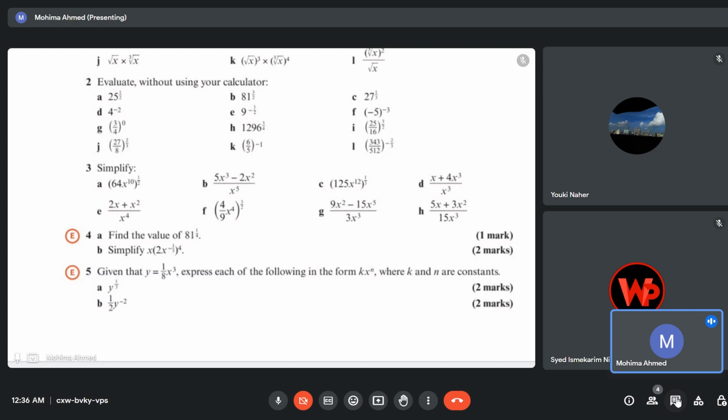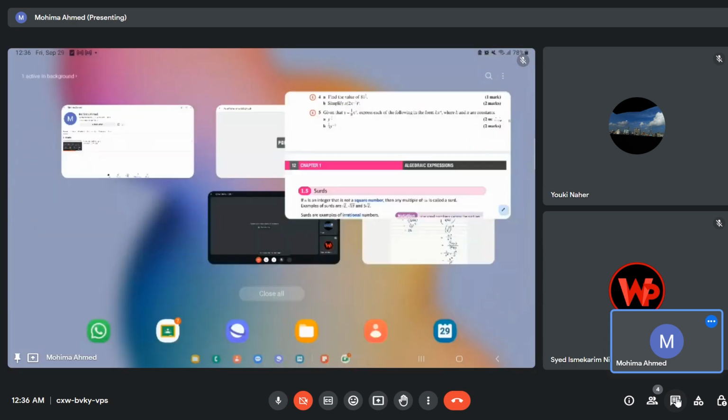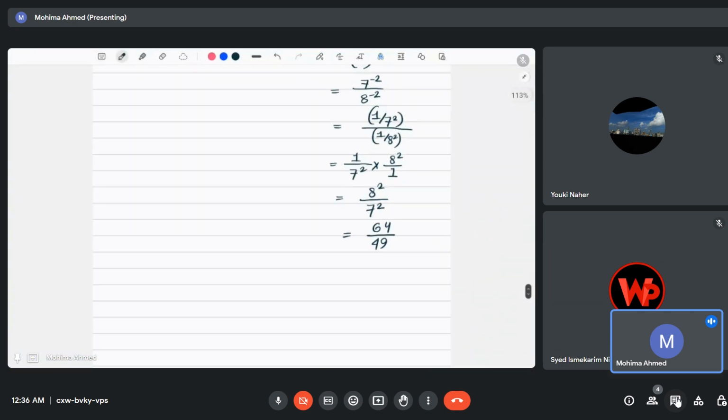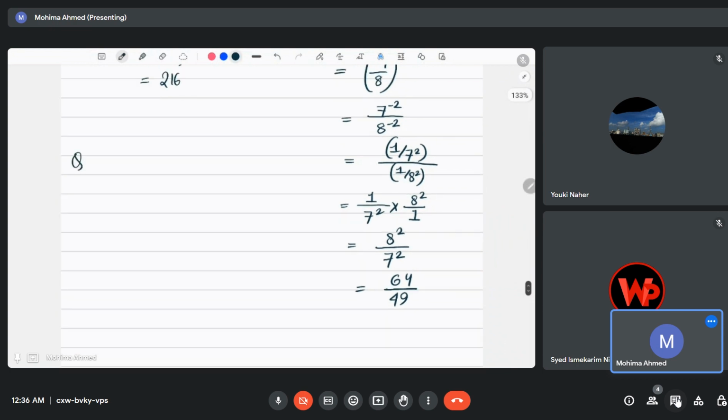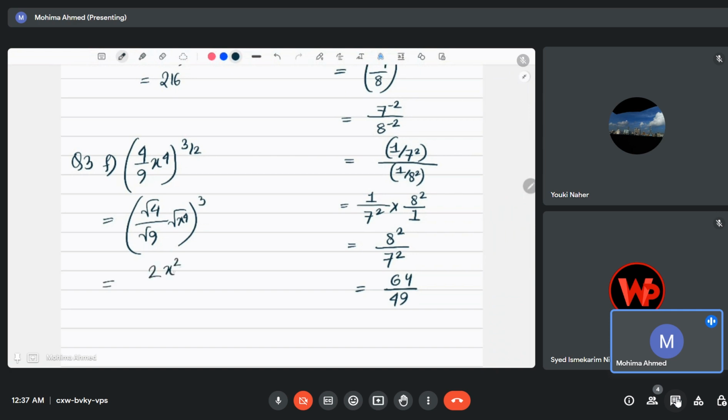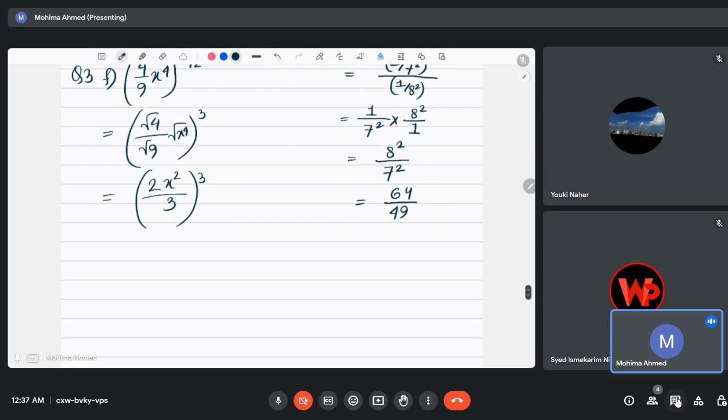So 4 over 9 x power 4 with a power of 3 by 2. Just do this over here. This is question 3. The whole power of 3 by 2 indicates we have a root and a cube. So it is root 4, root 9, and root x power 4, an entire thing with a cube. You get 2x squared over 3, an entire thing with a cube. So when you cube, 2 cube gives 8, x power 6, and 3 cube gives 27. This is the final answer.